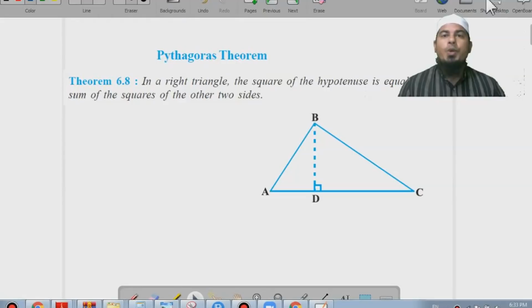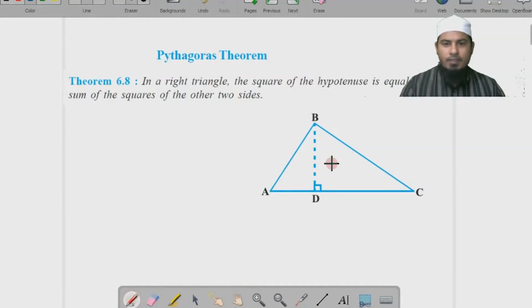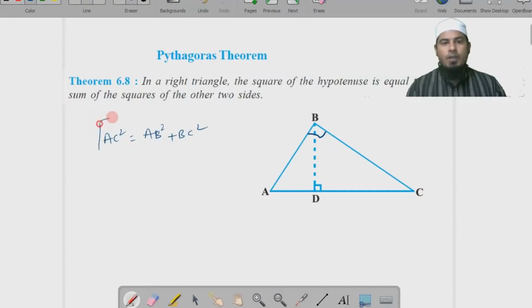Welcome. Let us prove the Pythagoras theorem. What is Pythagoras theorem? In a right angle triangle, for example triangle ABC is a right angle triangle at B, the square of the hypotenuse, that is AC square, the hypotenuse being the side opposite to the 90 degrees, is equal to the sum of the squares of the other two sides. According to this triangle, the Pythagoras theorem will be AC square is equal to AB square plus BC square. This is required to prove.